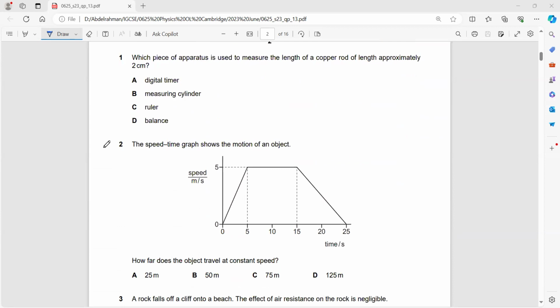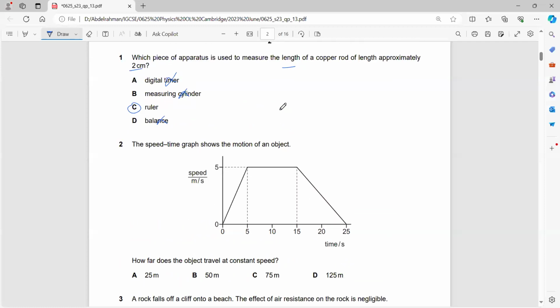Question 1. Which piece of apparatus is used to measure the length of a copper rod, a length of approximately 2 centimeters? Which piece of apparatus could measure the length? Definitely not a timer, not a cylinder, and not a balance. Definitely a ruler.